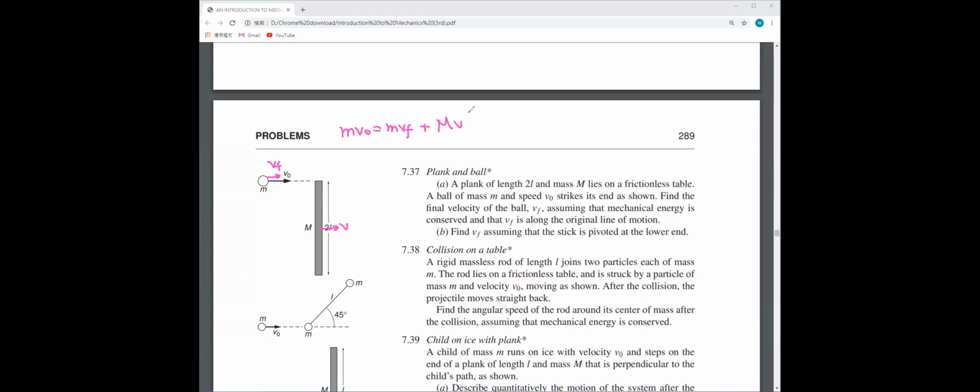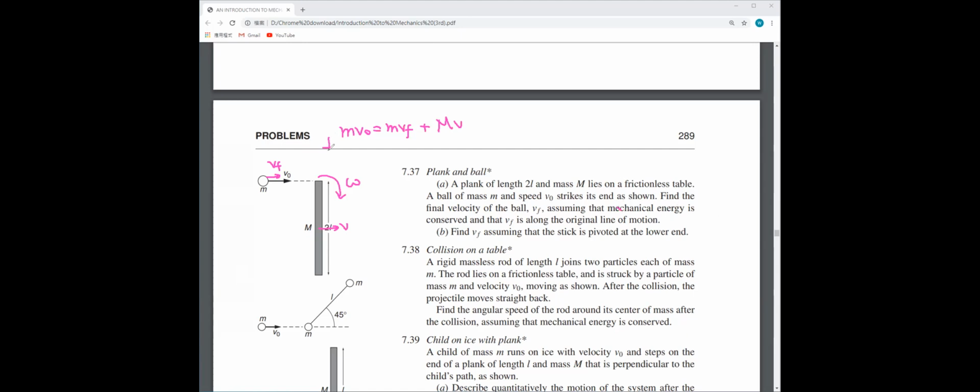So what else can you use? You have two unknowns here? Actually, you have three unknowns. There is also the angular velocity of the plank. So what other formula do we use? Of course, you need to use the energy. The initial energy is easy.